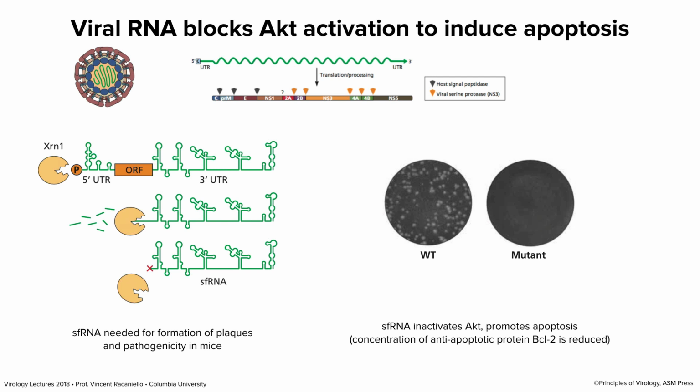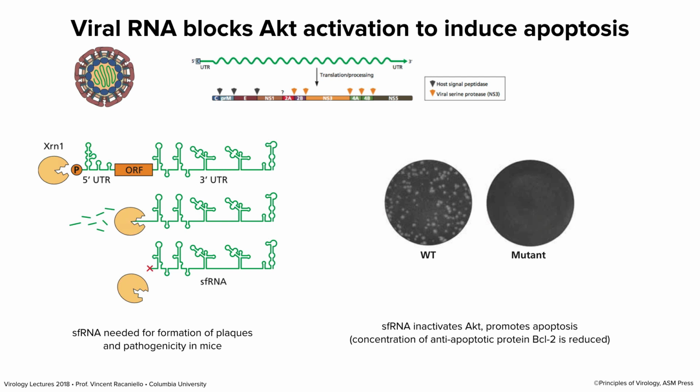So we have XRN1 chewing down through the 5' non-coding region, through the whole open reading frame, which is most of the RNA. It's not really drawn to scale. And then it can't go any further than the 3' UTR. The 3' UTR, which is relatively short compared to the rest of the RNA, is highly structured, and it's too structured for XRN1 to chew through. So what's left is a short, highly structured RNA. It's called a subgenomic flaviviral RNA. And that RNA binds AKT, and it blocks its activation.